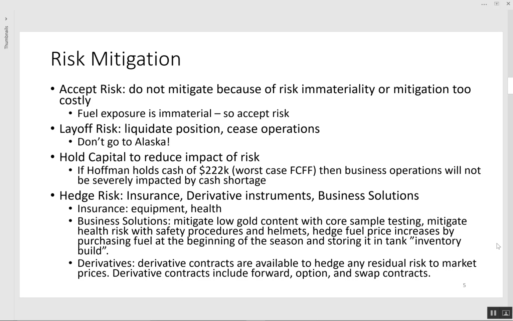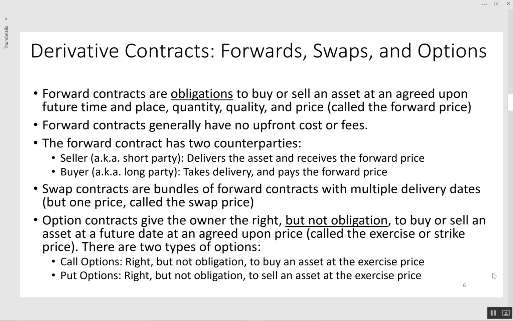And lastly, we can use derivatives. So derivatives are contracts whose value is derived from the value of another thing. So we're going to talk about gold derivatives. These are contracts whose value is derived from the price of gold. And we're going to look at forwards, options, and swaps. So let's talk about that.